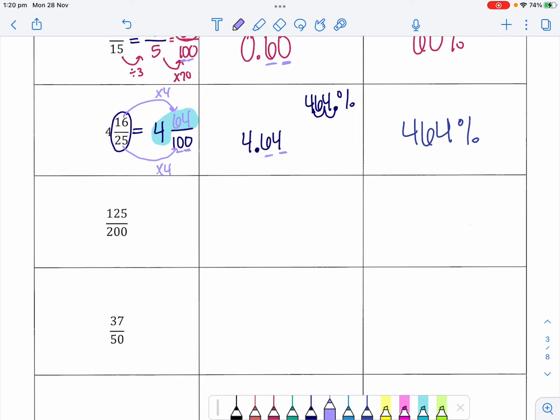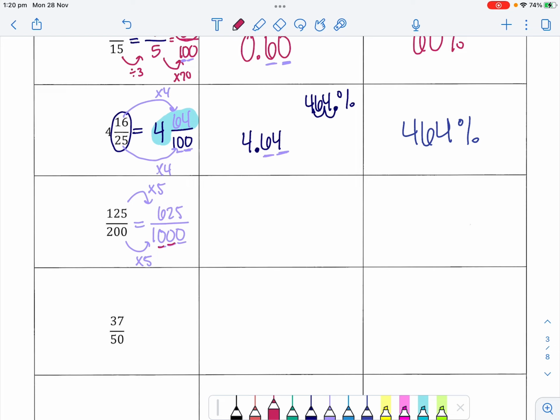So what I'm going to do is use my knowledge of powers of 10. And I'm going to say, okay, if 100 meant 2 decimal places, I can get this one to go to 1,000. And I can use those 3 zeros to help me with my decimal places. So to get from 200 to 1,000, I'm going to multiply by 5. So I'm going to multiply this one by 5 as well. Now 125 times 5 is going to be 625.